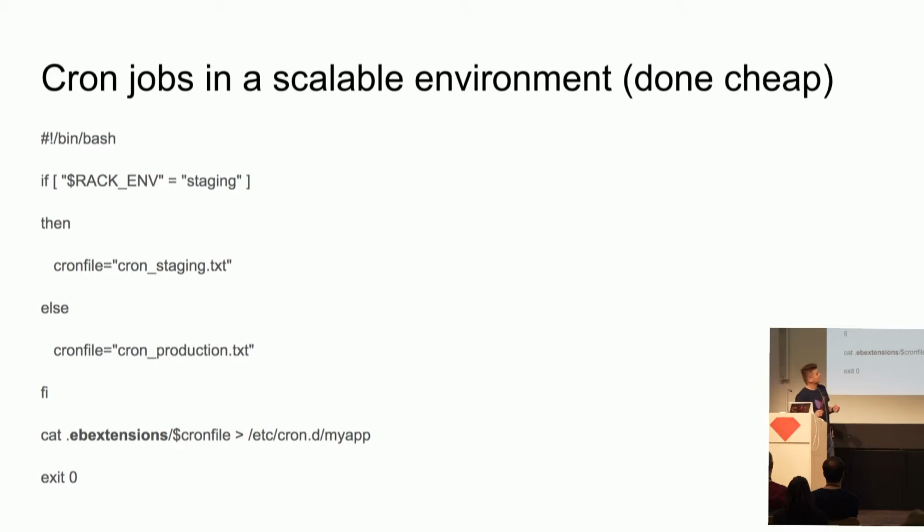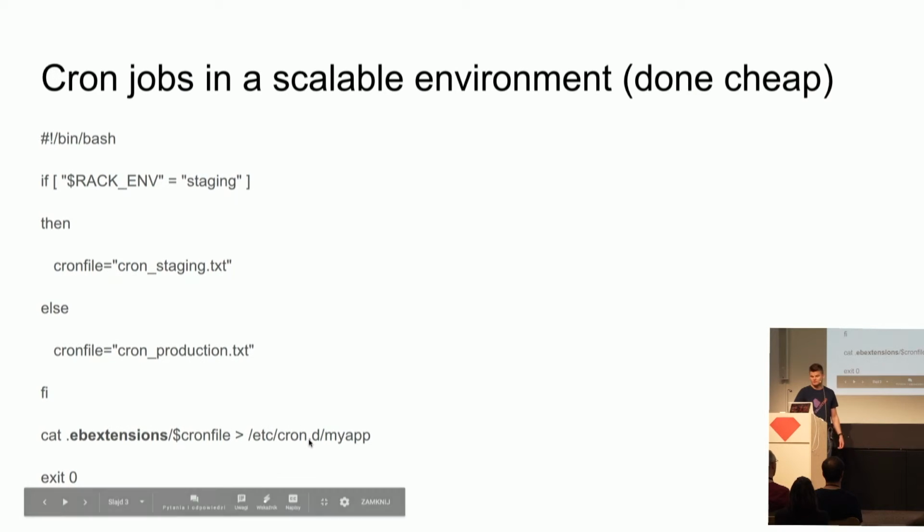jobs on the web server, which is actually the crux of this talk, because it's about quickly turning your web servers into things that do some background work or can execute jobs. So in this case, I just use this EB extension to put a cron file, either for staging and production environment, into the cron.d directory, so it will execute some jobs.